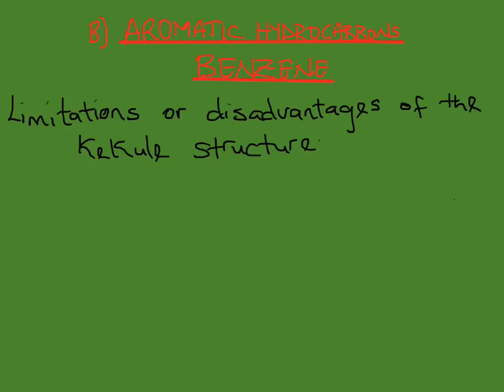The third limitation: the carbon-to-carbon length in benzene should be the same as in alkenes or alkynes. This is not true. The actual carbon-to-carbon length of benzene is the same irrespective of double or single bonds. It is shorter than carbon-to-carbon length in alkenes, but longer than carbon-to-carbon length in alkynes.